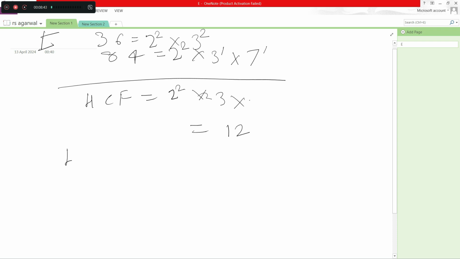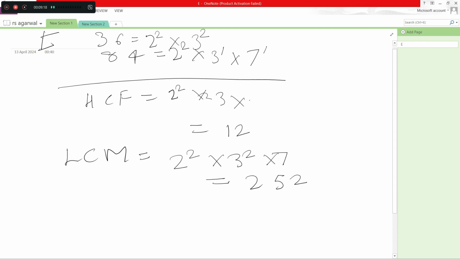Now if we talk about the LCM, as I said, in the LCM we'll take the highest one. Here in 36 it is 2 square and in 84 it is 2 square, so we'll take 2 square. After that, in 36 it is 3 square, in 84 it is 3 to the power 1, so we'll take the 3 square. After that, in 36 there is no 7, but in 84 7 is present, so we'll take the 7. So the answer is 252. This is the LCM.